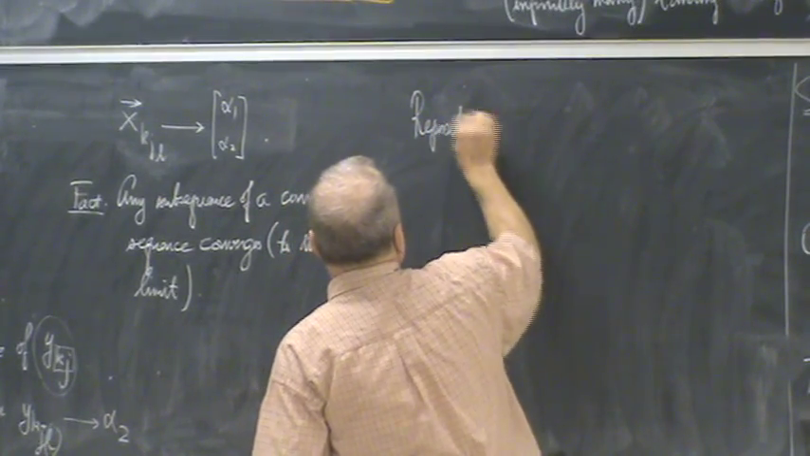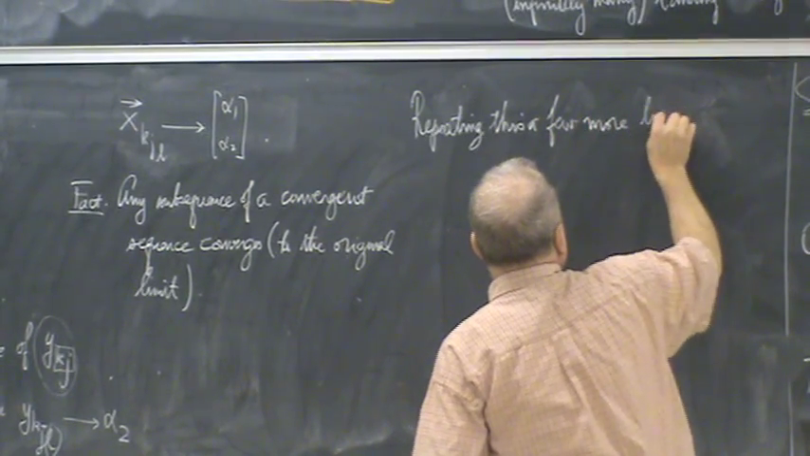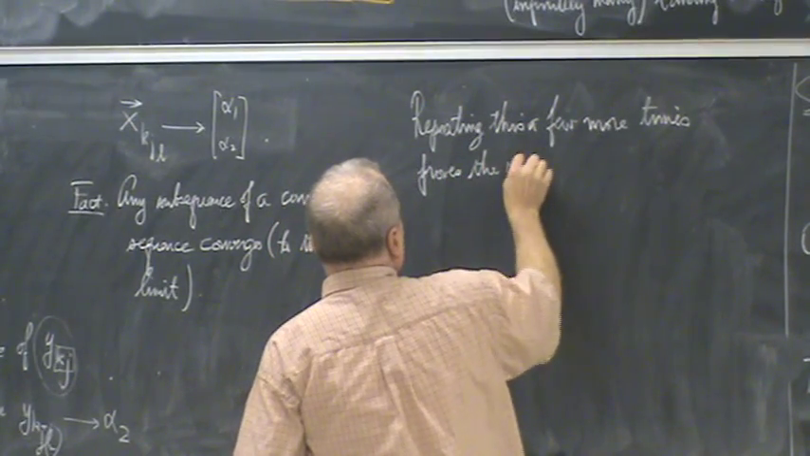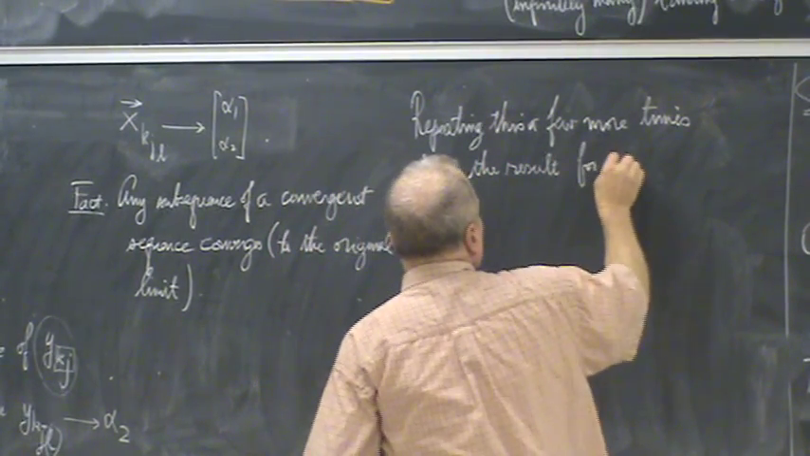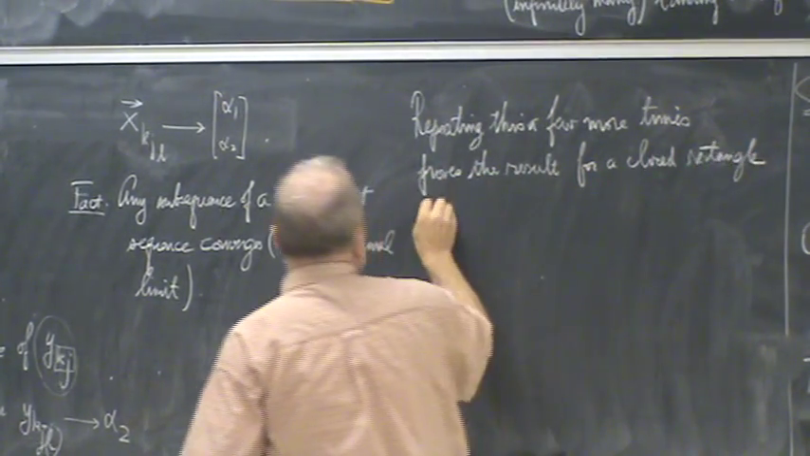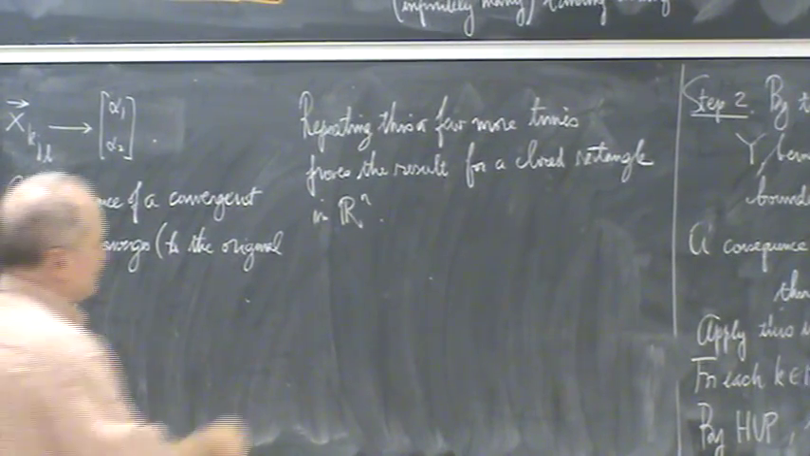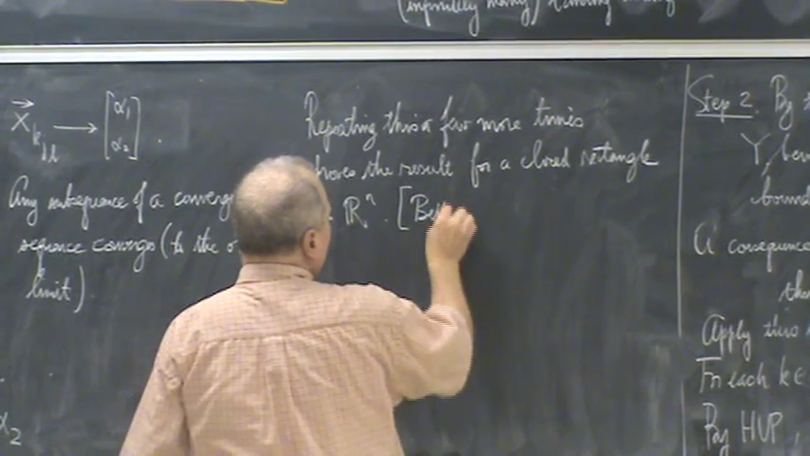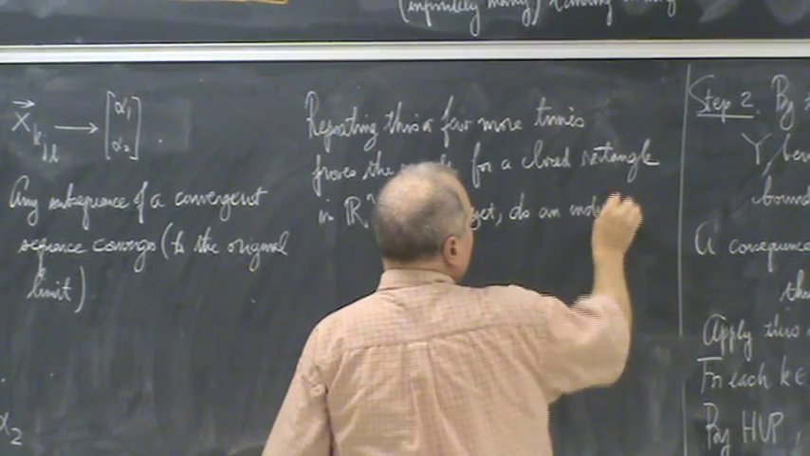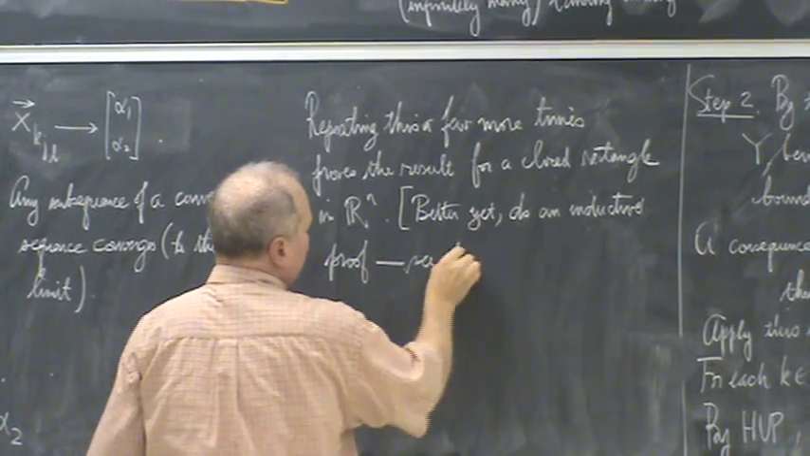So repeating this a few more times proves the result for a closed rectangle in Rn. Better yet, do an induction proof. You can see the book for that.